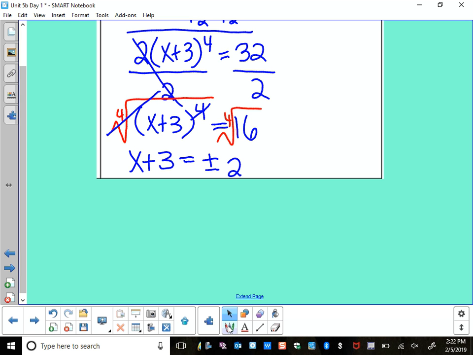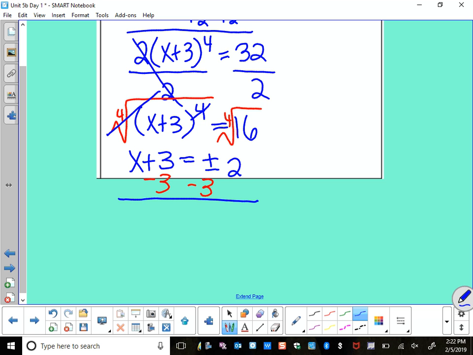All right, so when I solve for x, be careful here. What we do is we're going to subtract 3, always in front of your plus or minus. So what you have is x equals negative 3 plus or minus 2. Don't leave your answer that way, okay? We have to solve that plus or minus. What's negative 3 plus 2? Negative 1, and then negative 3 minus 2? Negative 5.